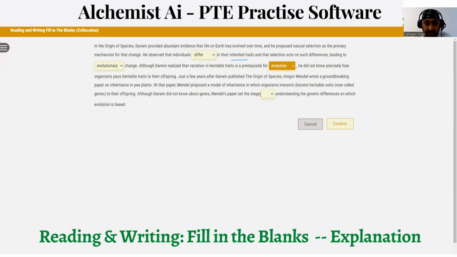Just a few years after Darwin published The Origin of Species, Gregor Mendel wrote a groundbreaking paper on inheritance in pea plants. In that paper, Mendel proposed a model of inheritance in which organisms transmit discrete heritable units, now called genes, to their offspring. Although Darwin did not know about genes, Mendel's paper set the stage dash understanding the genetic differences on which evolution is based. He set the stage for, I'll go with the word for understanding.